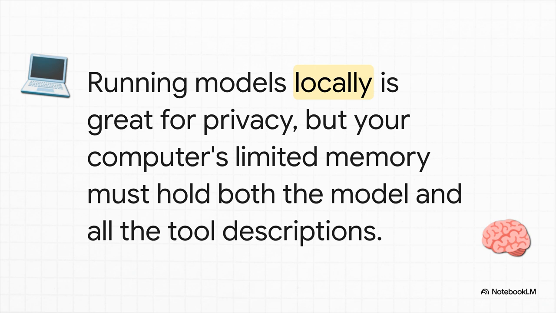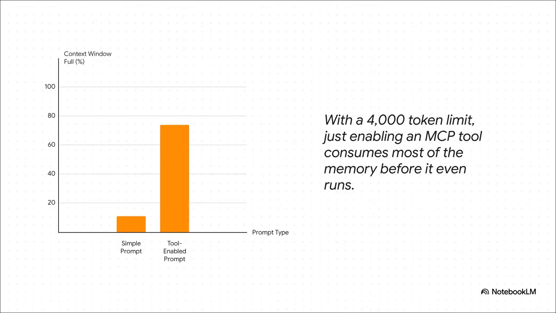See, your computer's memory has to hold the entire AI model and the whole conversation, including these really detailed descriptions of every single tool that's available. And that space gets crowded really, really fast. And just look at this chart. The difference is staggering. On a machine with a small memory limit, a simple prompt barely even makes a dent.